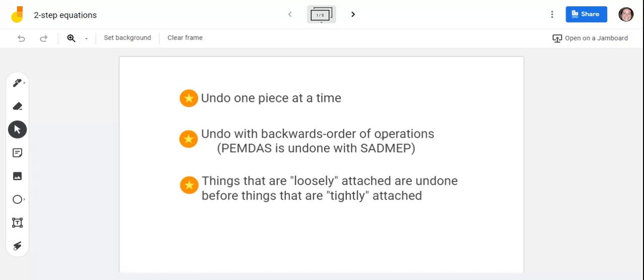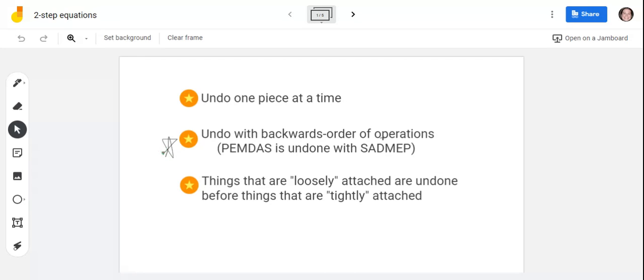So these are called two-step equations. They are going to have two operations in them, either an addition or subtraction and a multiplication or division. My advice to you is to just focus on one piece at a time. Don't be overwhelmed. Don't try to do too much. Just do one thing at a time. So how do you know where to start? My advice is that you undo PEMDAS.